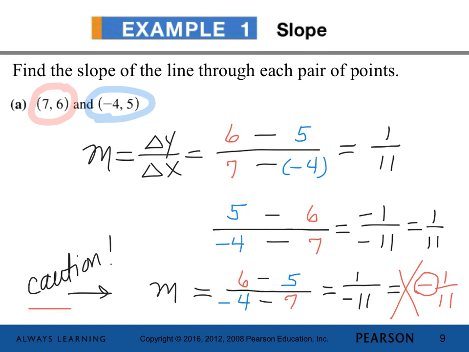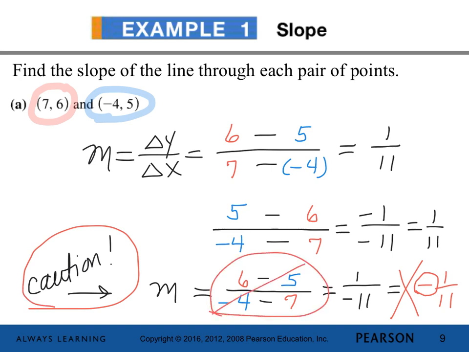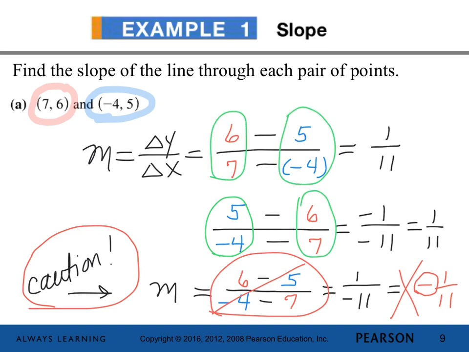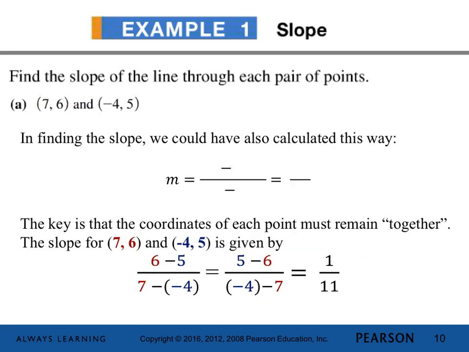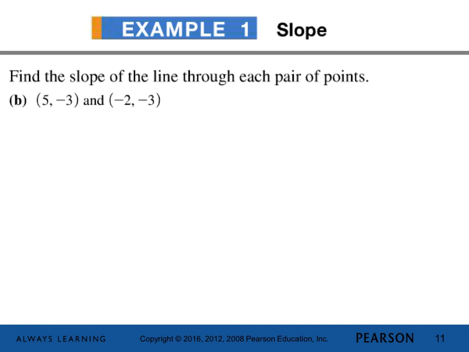Do not do this. This is very, very important. Do not do that. Always keep the coordinates of your points together on each end of the fraction. And so this is just a summary of the way that I found those. So for the rest of this, I'm just going to do it whichever way comes to mind first. But remember, keep your points together.